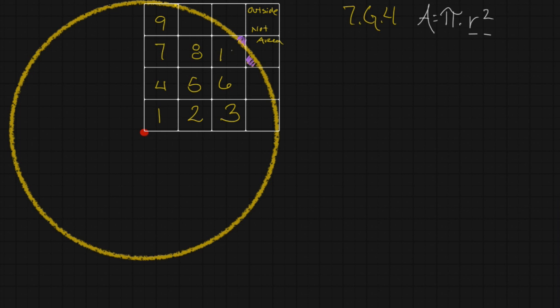Now we have 10 whole squares. I'm going to do something similar here. I'm going to take this small piece of the circle. This is part of the circle's area, and I'm going to move it up here, and that might make a total of, say, 11 squares inside the circle.